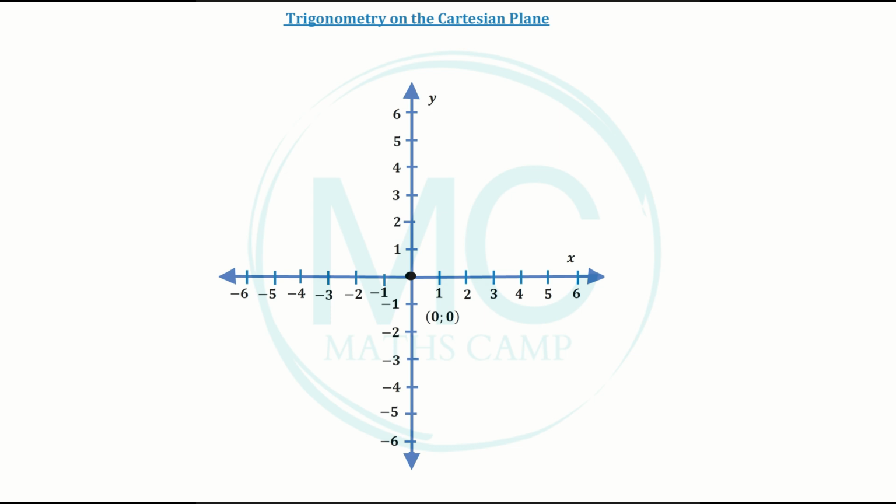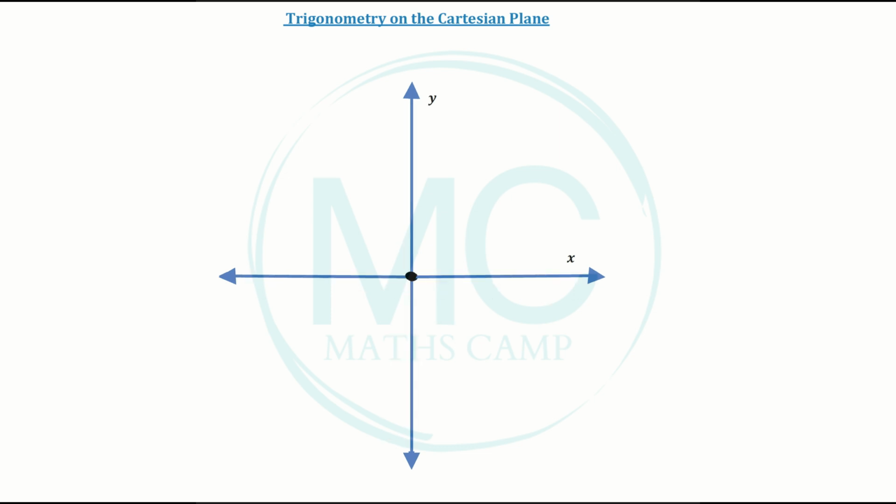The origin has coordinates 0, 0. X values are negative on the left side of the origin and positive on the right. Y values are positive above the origin and negative below. If you are not familiar with the Cartesian plane, please go and watch our videos in the geometry section.